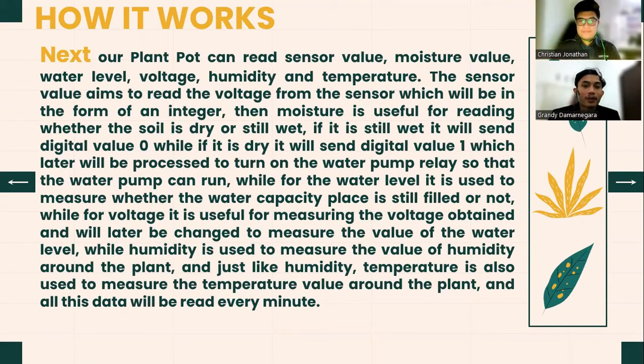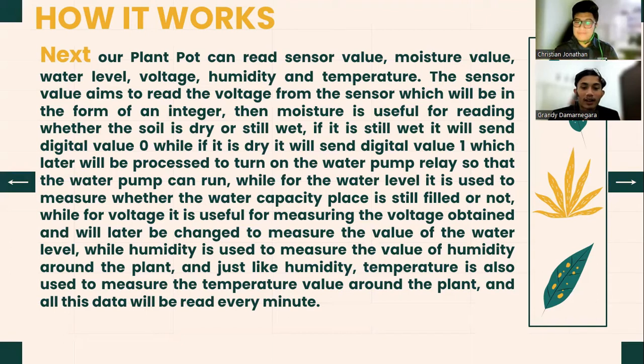Next, our plant pot can read sensor value, moisture value, water level, voltage, humidity, and the temperature. The sensor value aims to read the voltage from the sensor, which will be in the form of an integer. Then moisture is useful for reading whether the soil is dry or still wet. If it's still wet, it will send digital value 0, while if it is dry, it will send digital value 1, which later will be processed to turn on the water pump relay so that the water pump can run.